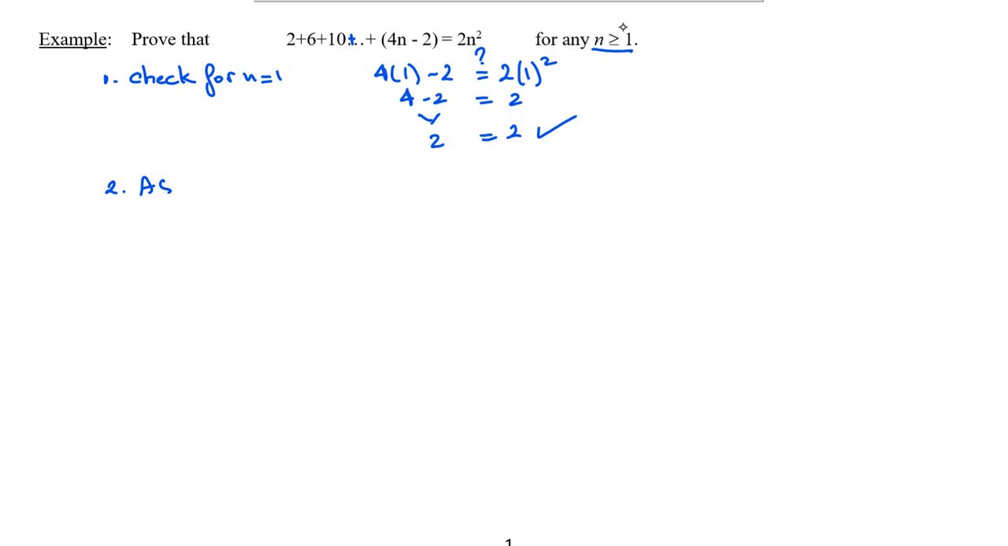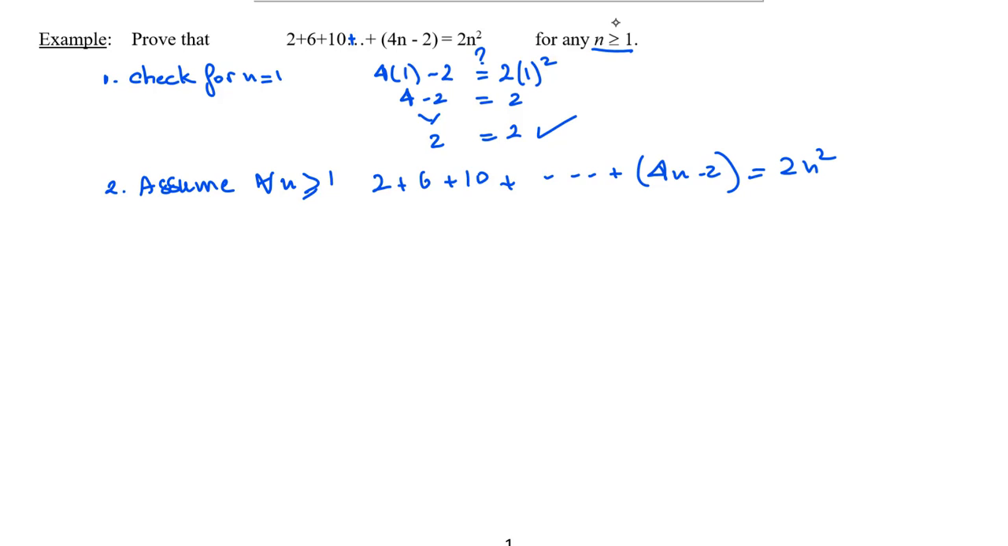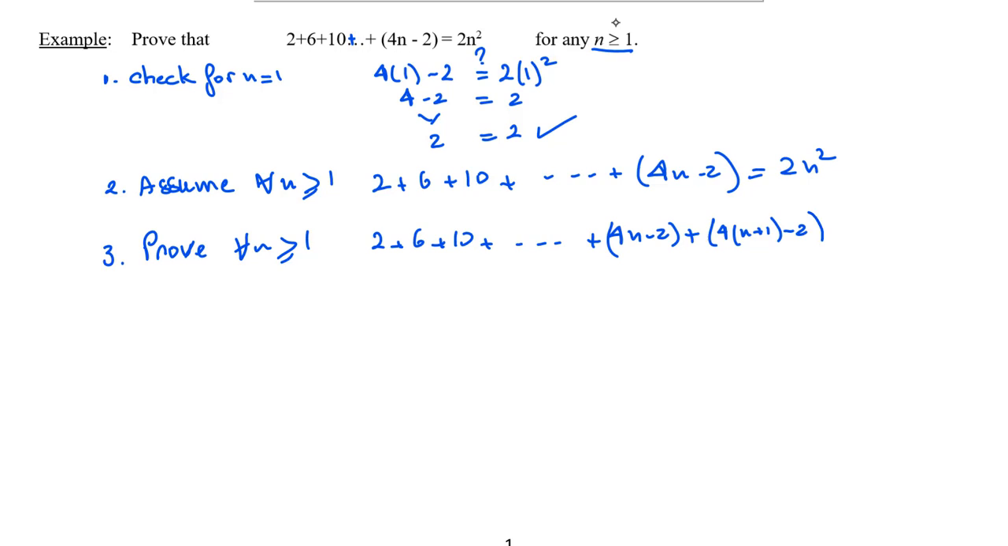The second thing is that I'm going to assume that for all n greater or equal to 1, 2 plus 6 plus 10 plus all the way to 4n minus 2 is going to be equal to 2n squared. So I assume whatever I'm going to prove. And 3, I'm going to try to prove that for all n greater or equal to 1, 2 plus 6 plus 10 plus all the way to 4n minus 2 plus the next term after 4n minus 2 is that you replace n with n plus 1. So if you stop at n, the next number will be n plus 1. So it will be 4 times n plus 1 minus 2. It's equal to 2 times n plus 1 squared.